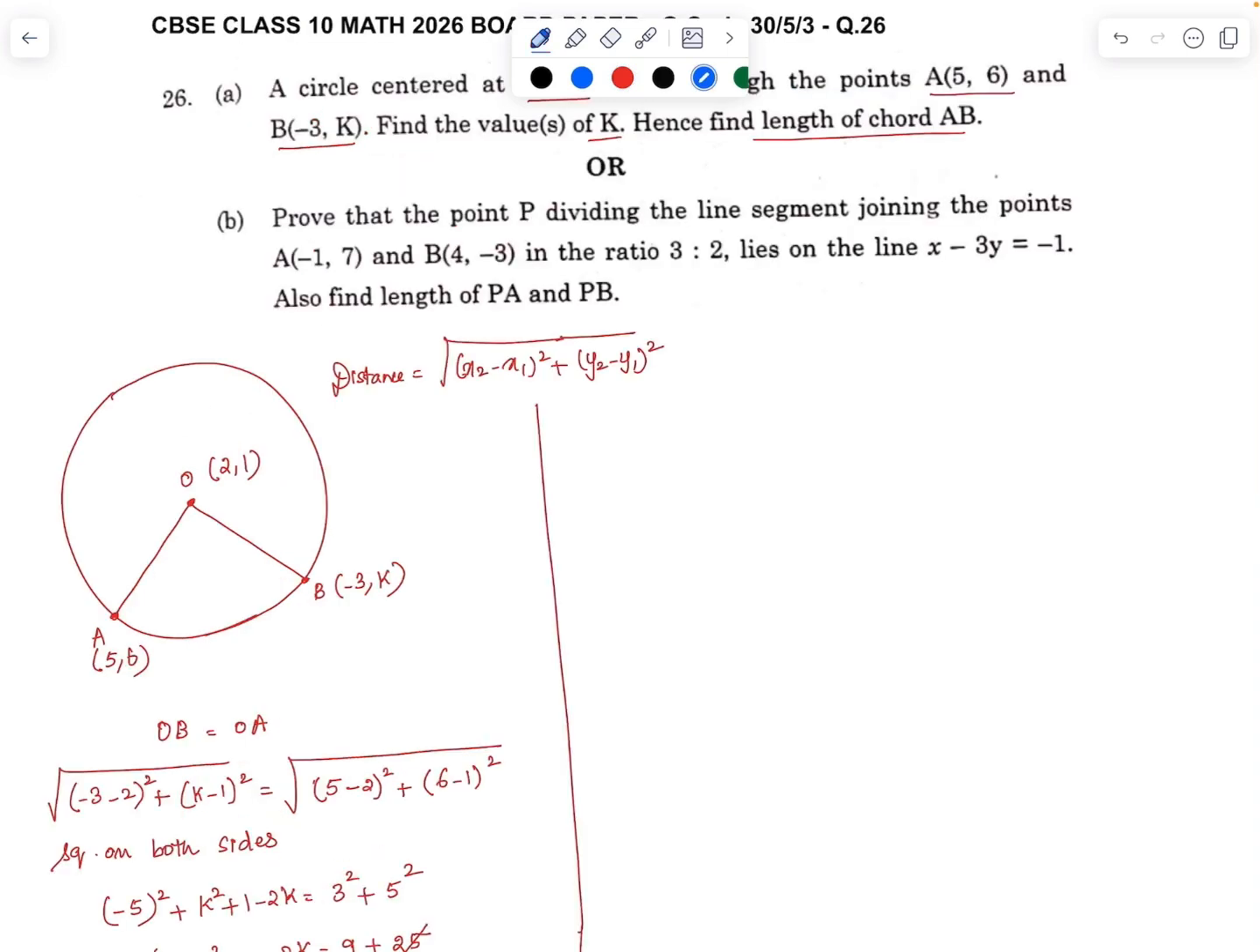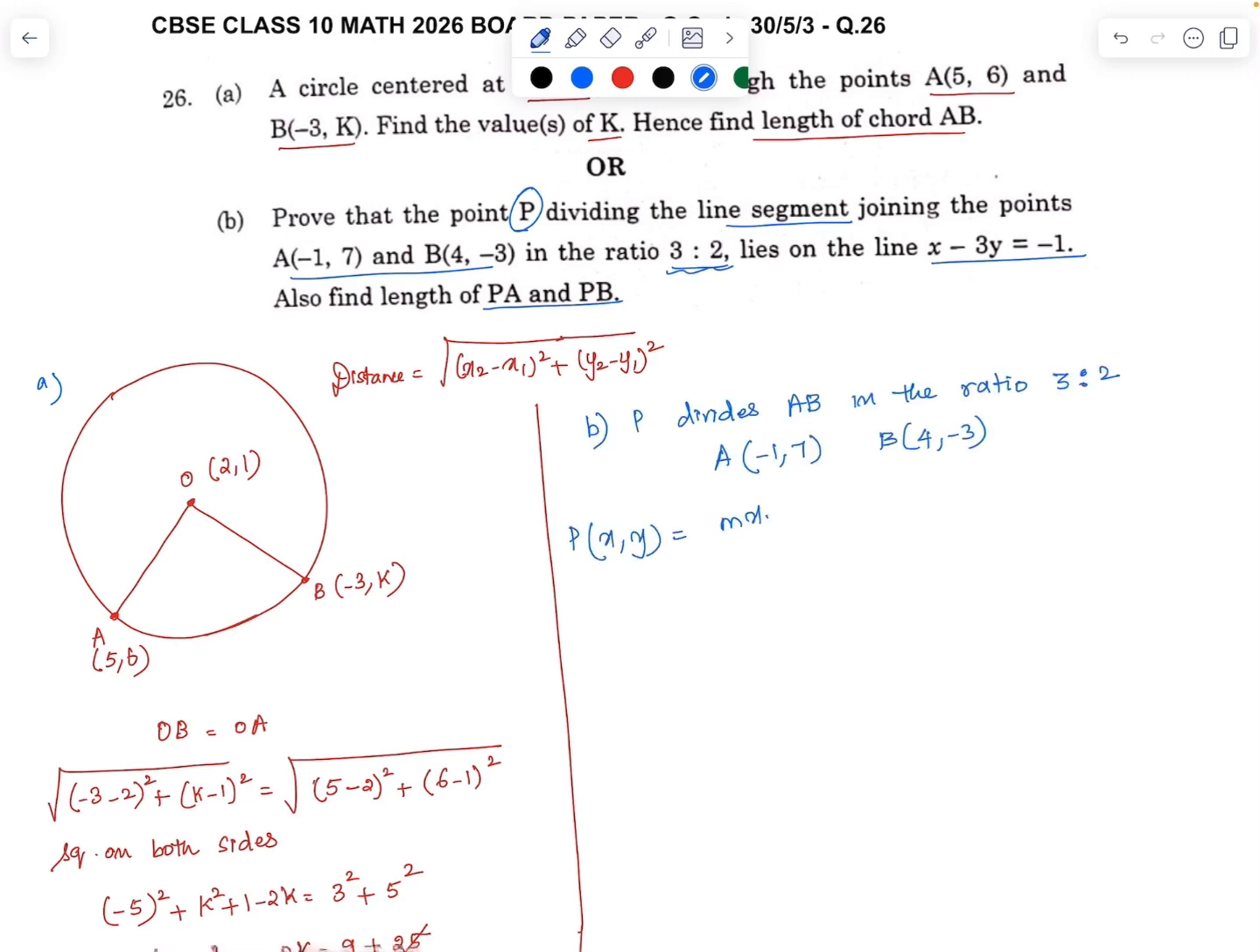The question 26b says, prove that the point P dividing the line segment joining the points A and B in the ratio 3 is to 2 lies on the line x minus 3y is equal to -1. Also find the length of PA and PB. First, let's get the coordinates of the point P, which divides the line segment AB in the ratio 3 is to 2. So the coordinates of P is (mx2 plus nx1) upon (m plus n), comma (my2 plus ny1) upon (m plus n).